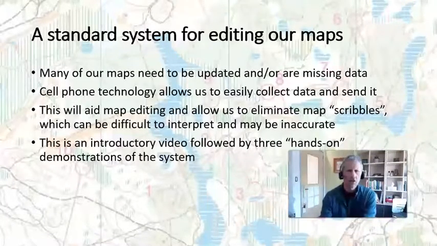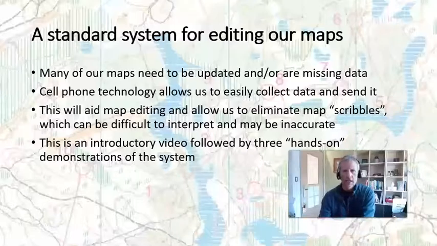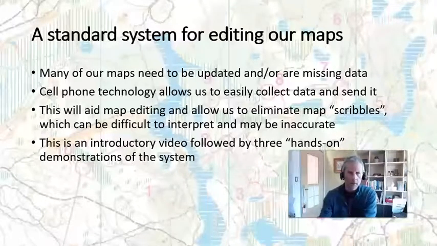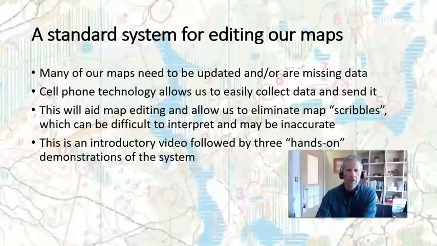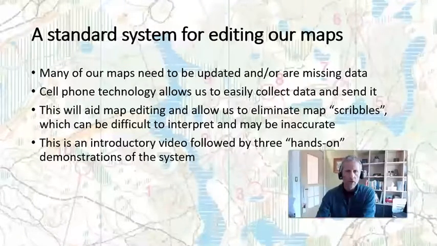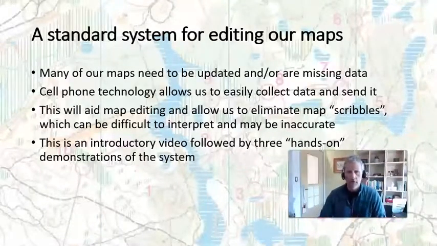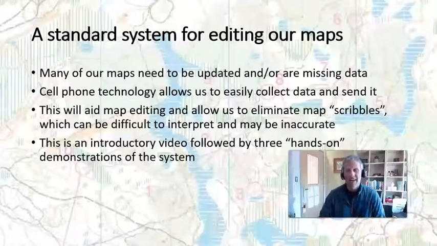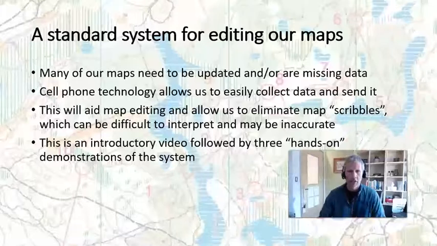Now there's a plan to do large-scale updates for a bunch of maps, but it's going to take a long time before that happens. Luckily, cell phone technology allows us to easily collect data and then send it to the Vice President for mapping. This is going to make things a little bit more seamless than it was in the past, and it will eliminate all the little map scribbles that historically cartographers in the club have gotten to make updates to maps, which can be pretty difficult to interpret and sometimes aren't particularly accurate either.